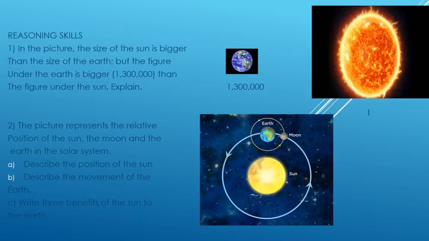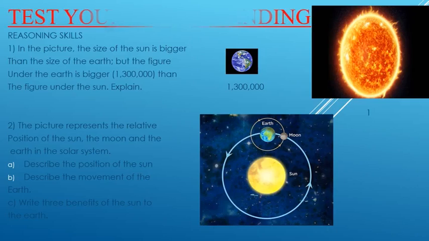So test your understanding on this. Look at this, it is reasoning skills. Let me see who can explain this very well to me. Now, in the picture, the size of the sun is bigger than the size of the earth, which we all know. But the figure under the earth is bigger, about 1,300,000, than the figure under the sun. And the figure under the sun, if you can see, I can see 1. So explain the reason why there is 1,300,000 under the earth and just 1 under the sun.